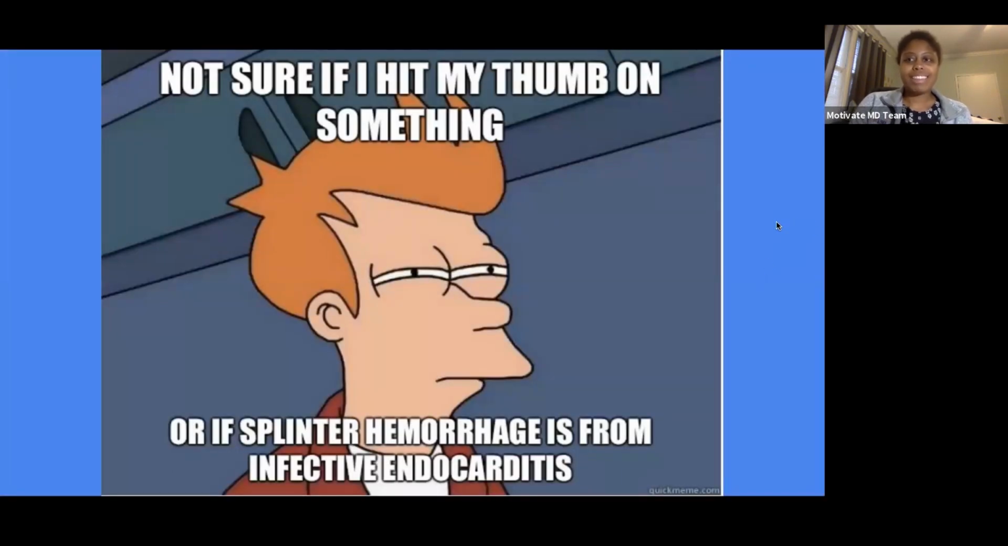So this will make more sense at the end if you haven't learned about endocarditis yet, but this is saying, not sure if I hit my thumb on something or if splinter hemorrhage is from infective endocarditis. So if you haven't seen this before, keep your eyes out at the end of the presentation.